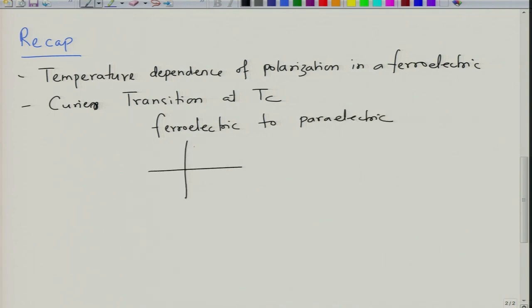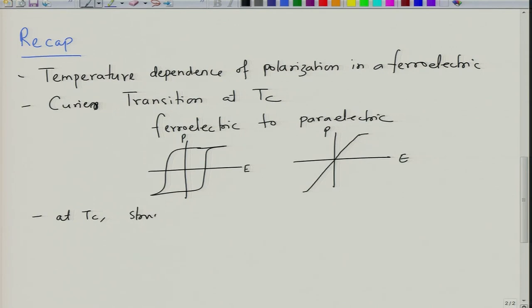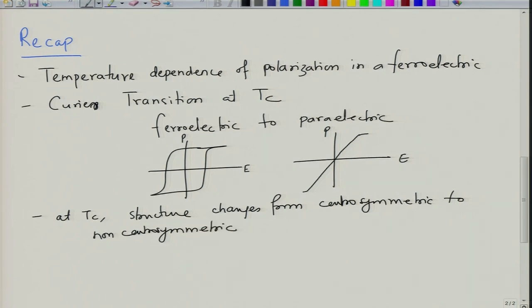So the hysteresis that you see at temperatures lower than TC disappears, and what we have is a more or less linear behavior of the polarization electric field curve. At TC the structure also changes, from non-centrosymmetric to centrosymmetric structure upon heating. So this is basically what it is.